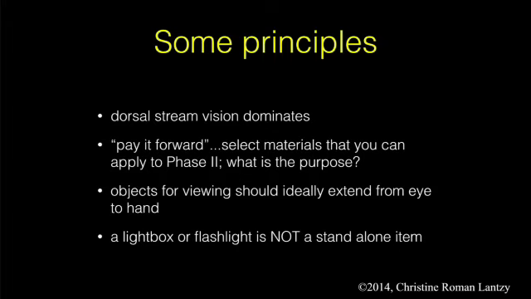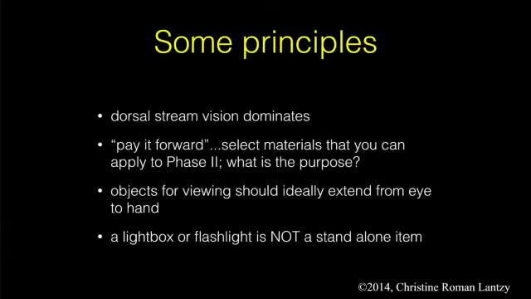What is the purpose? Objects for viewing should ideally extend from the eye to the hand in phase 1, so that we want the target to not just be up here in their visual world, but also be able to extend downwards so that the child, if they even accidentally encounter it, can begin to make the cognitive connection that this thing I see and this thing that my hand touches might be the same thing. So we're actually beginning this in a very primitive way as a pre-literacy activity.